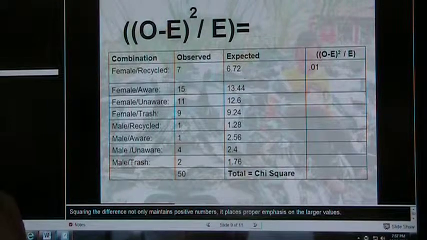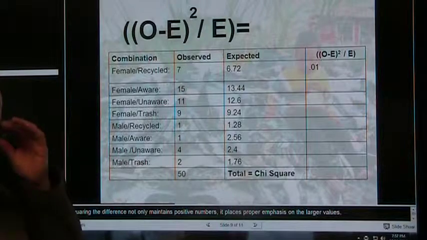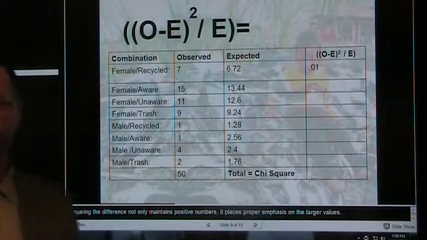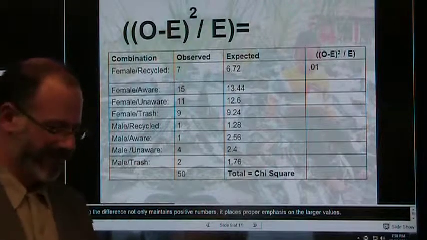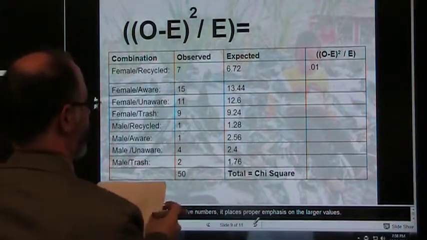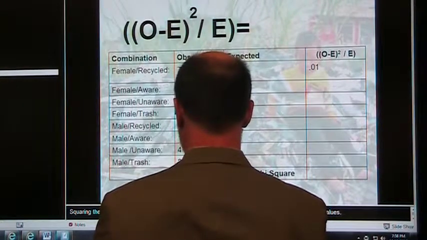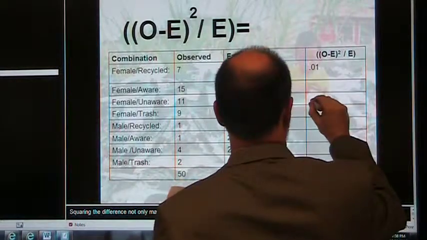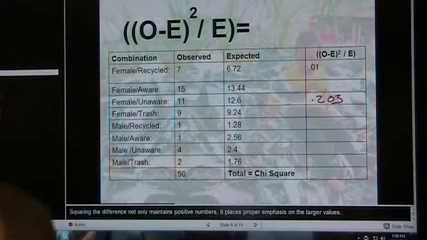I don't have a fancy phone. I have -0.2 for female unaware. You can't get a negative number, because you're squaring. So it's just 0.2. Female unaware is actually 0.203.